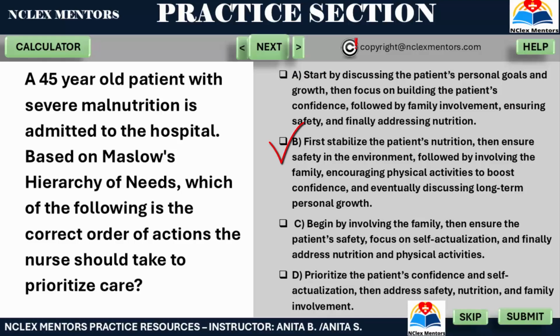Option B, first stabilize the patient's nutrition, then ensure safety in the environment, followed by involving the family, encouraging physical activities to boost confidence, and eventually discussing long-term personal growth. This is the correct order. Nutrition comes first, which is physiological needs, followed by safety, social needs with his family, esteem needs or confidence, and then self-actualization or personal growth, as per Maslow's hierarchy.